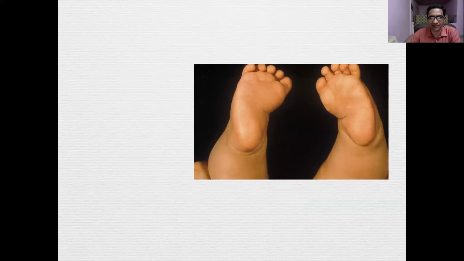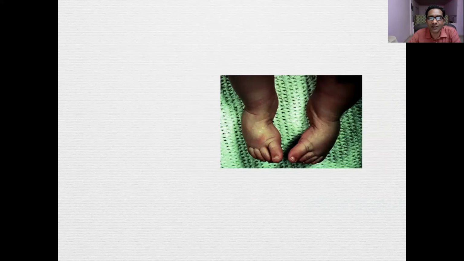Metatarsus adductus: forefoot adduction with a normal heel, a common condition. Similarly here, if you look at the foot, especially the left foot, you'll find that the heel is straight. It's not gone into varus like a CTEV. So this is a metatarsus adductus.